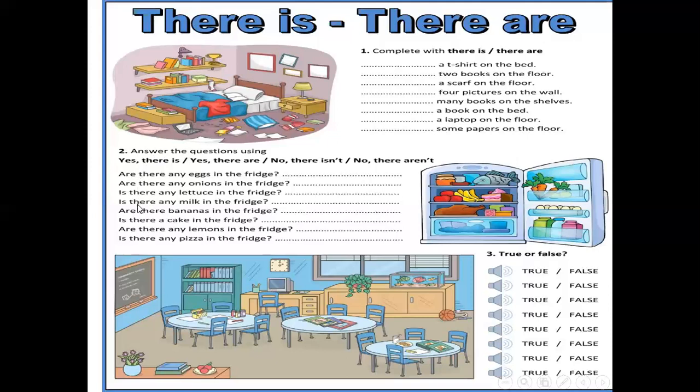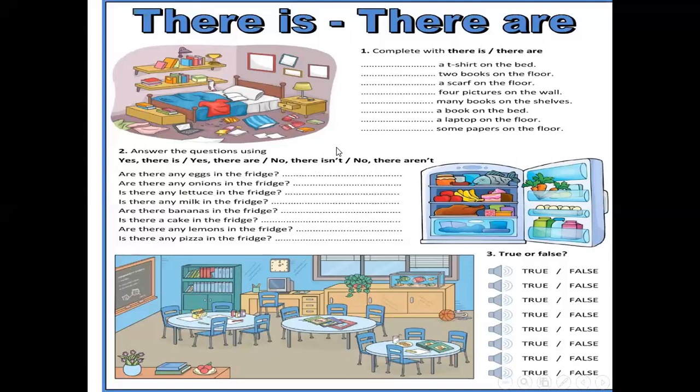So these are yes or no questions, and you will answer according to the picture, whether the things are found or not. Okay, all of you understand how to use countable and uncountable nouns in meaningful sentences by using there is and there are.